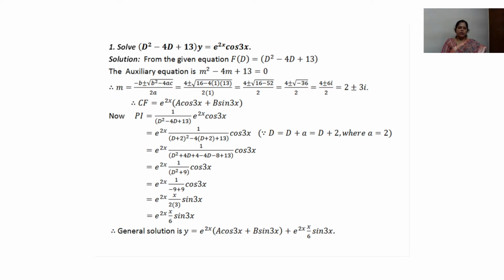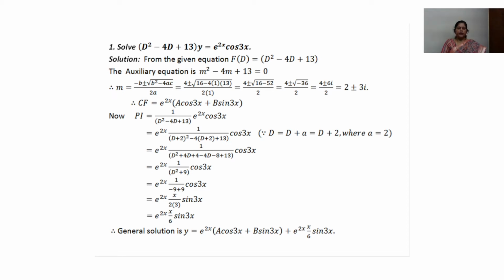Now the particular integral is equal to 1/f(D) times f(x). See here, f(D) is D² − 4D + 13, and f(x) is e^(2x) cos 3x. Here f(x) is a combination of exponential and trigonometry. When an exponential function and a trigonometric function are both there, we always first simplify the exponential, then go for the remaining function, whether it is a trigonometric function or a polynomial. So now first we simplify with e^(2x), replacing D by D + a.